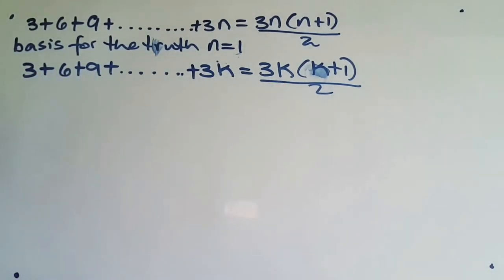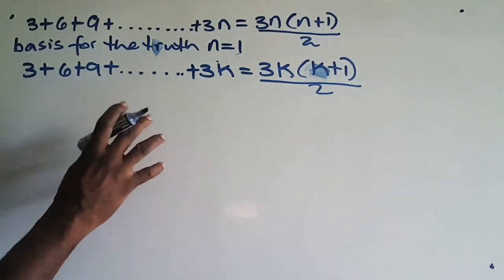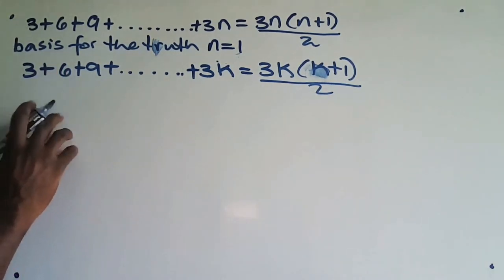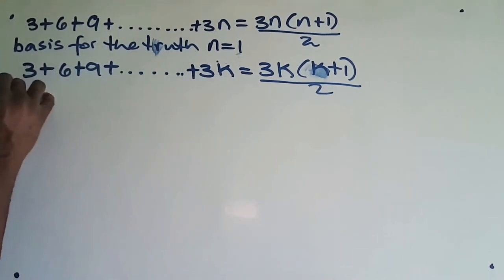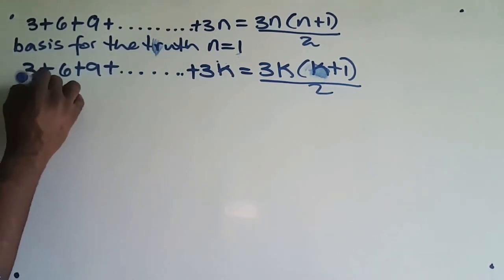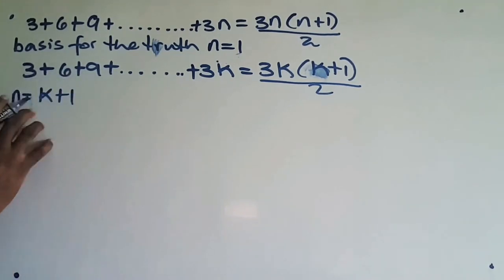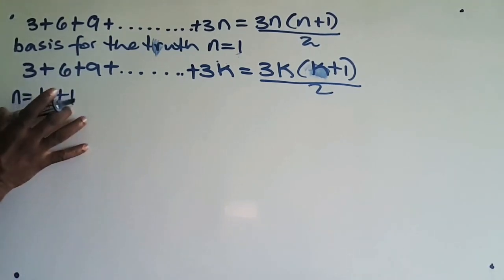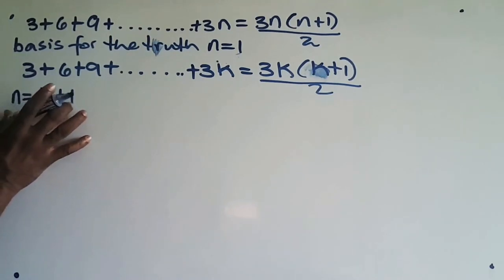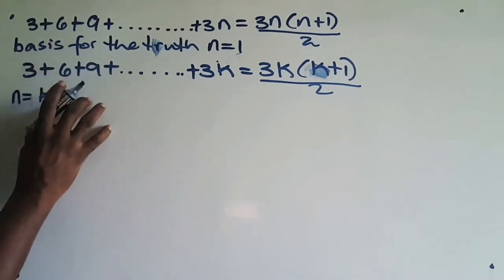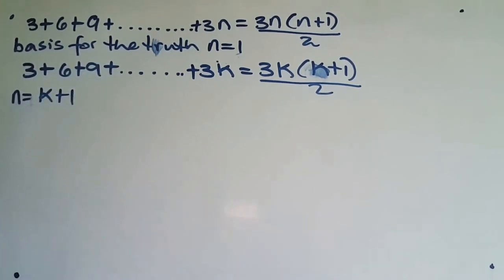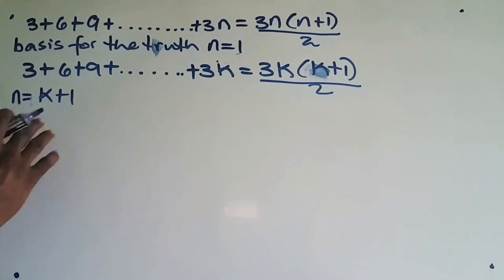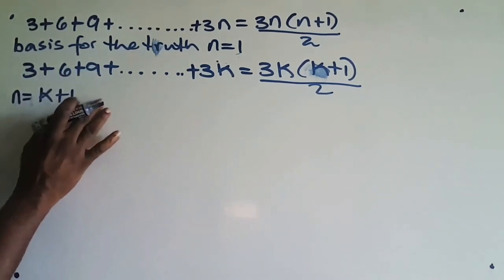The final step is that we now need to take it one step further. We need to prove this true for k plus 1. So in this case, we're going to let n equal k plus 1. So what we're going to do now is rewrite this, substituting k plus 1 wherever we have k, and then we're going to see what happens. So we're rewriting this now for k plus 1.